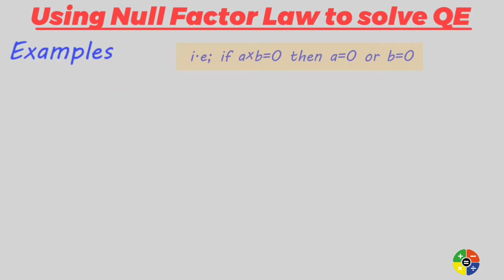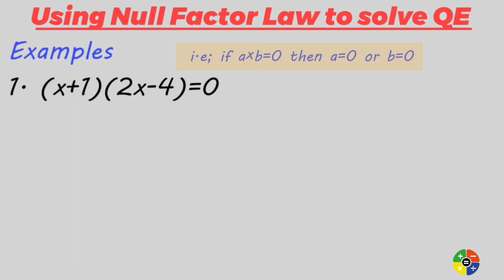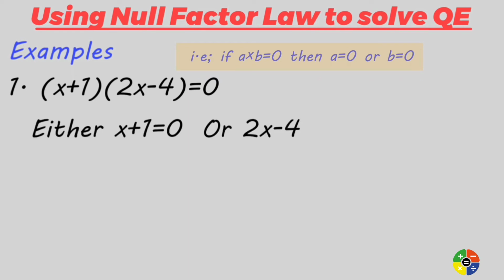Examples: solve for x in the following. (x plus 1)(2x minus 4) is equal to 0. Note that we are finding x such that the product of x plus 1 and 2x minus 4 is 0. So we can apply the Null factor law. Applying the Null factor law, we have x plus 1 is equal to 0 or 2x minus 4 is equal to 0. This leads to two linear equations which we need to solve. Again, in the previous video, we learned how to solve linear equations. The link will be in the video's description.